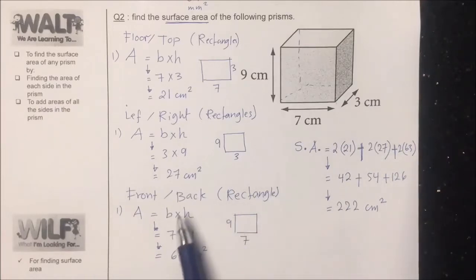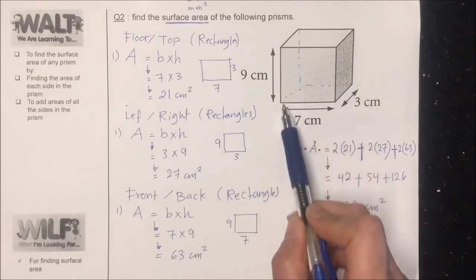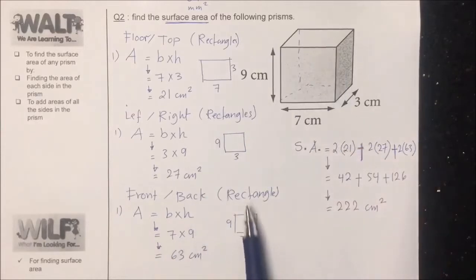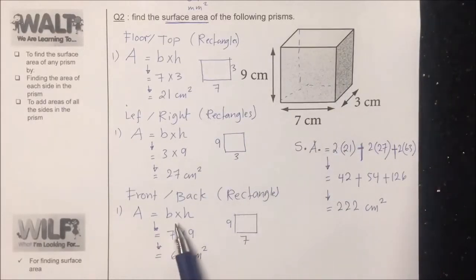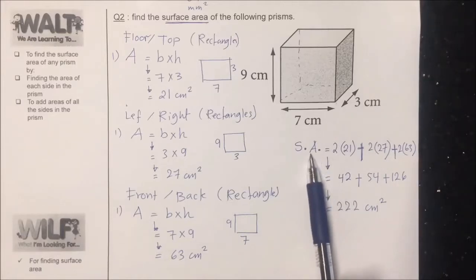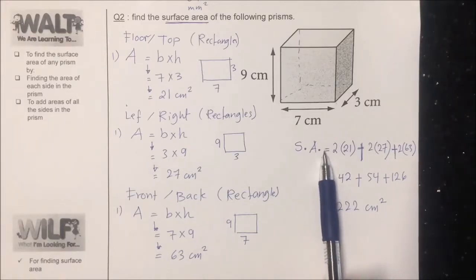And then we found the area of the front face, which is a rectangle as well. We substituted in the general formula of finding the area of a rectangle, and we ended up with 63 centimeter squared. And then we found the surface area.